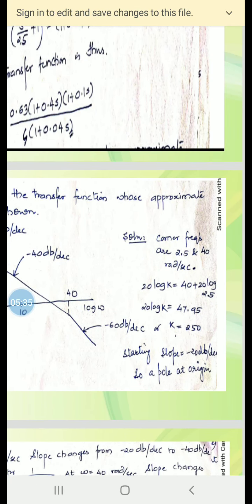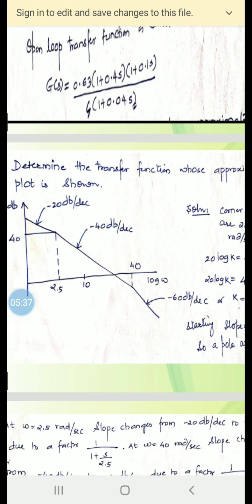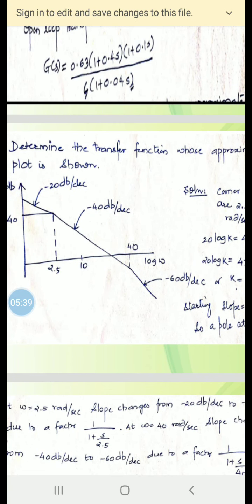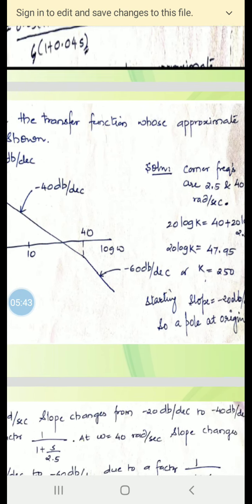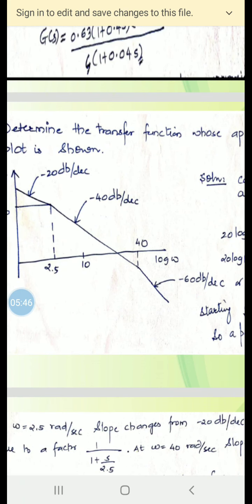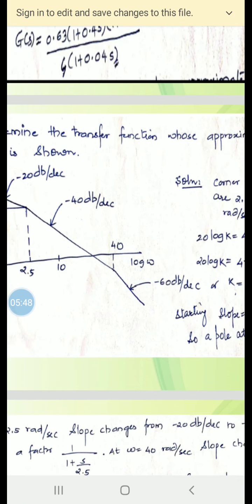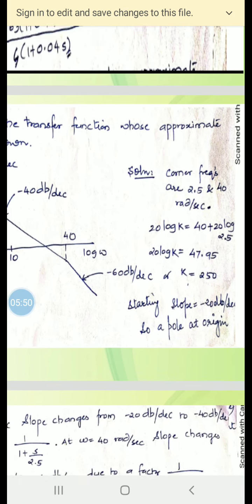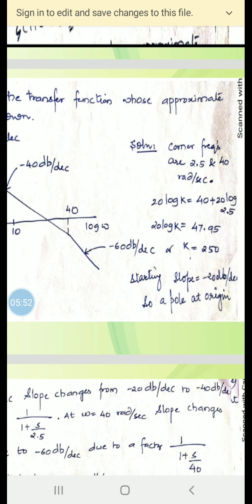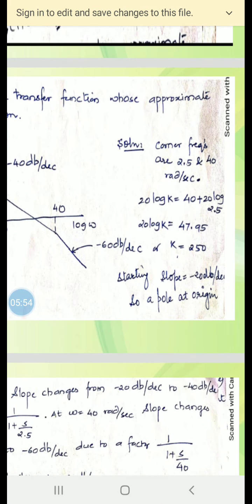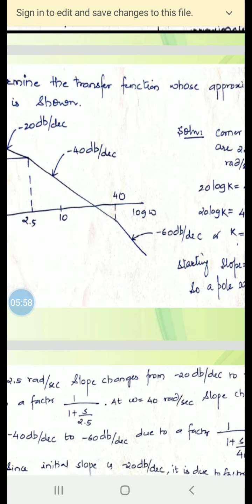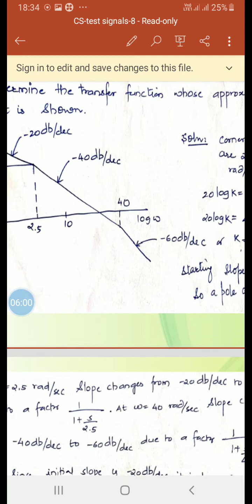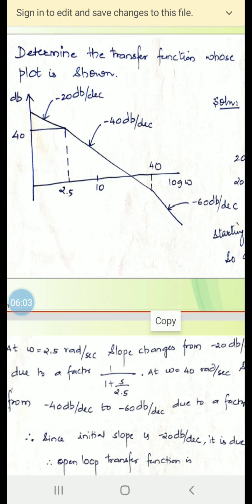Determine the transfer function whose approximate plot is shown. So you can see this is the transfer function and its approximate solution. First we'll locate the corner frequencies. Sorry, the corner frequencies are 2.5 and 40. So only two corner frequencies, 2.5 and 40.